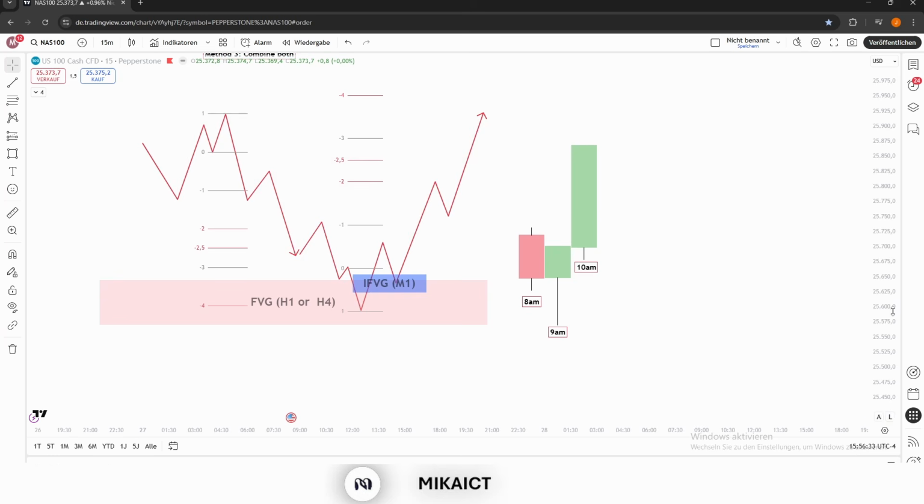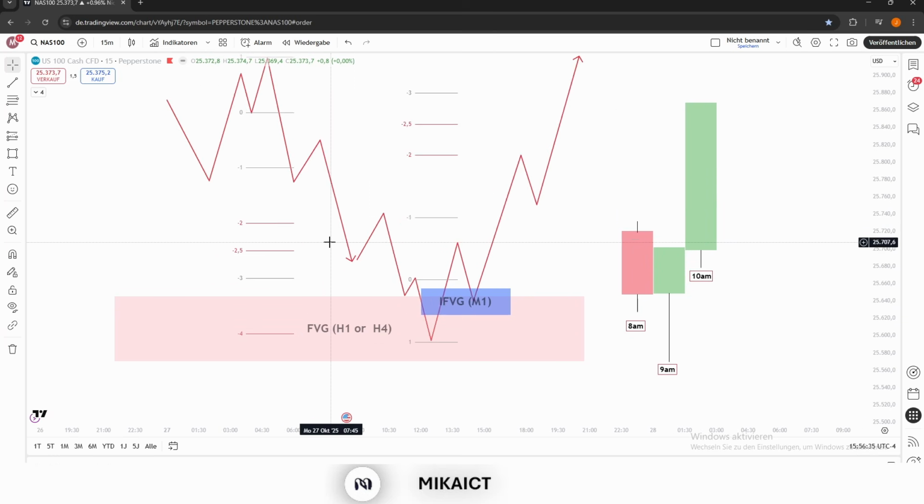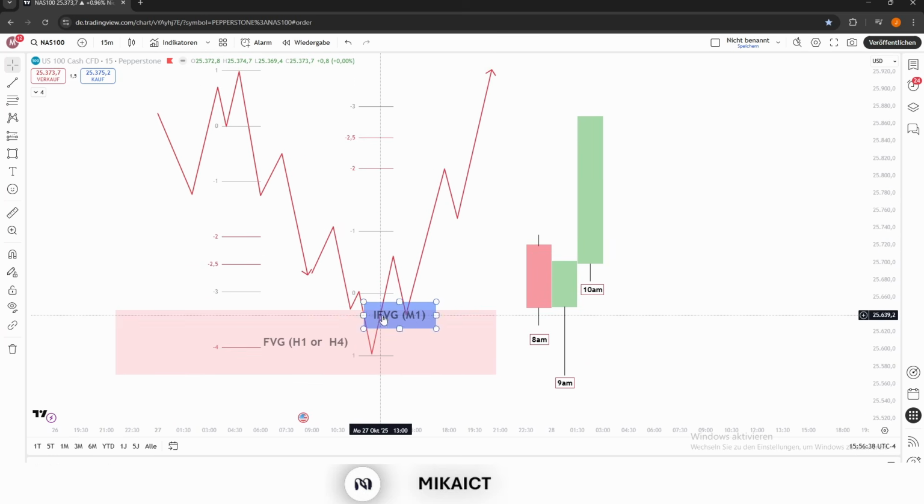And then this is what I take as an entry. So this is my entry model. I want to use the first inversion fair value gap on the 1-minute chart. And yeah, so this is the next one.